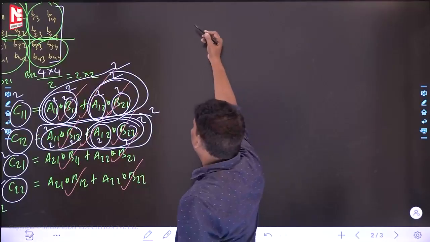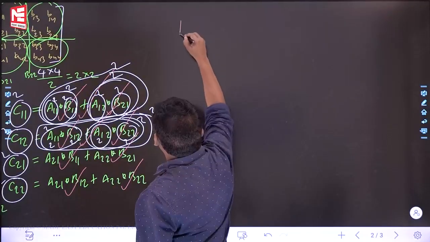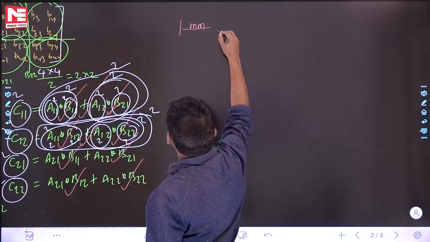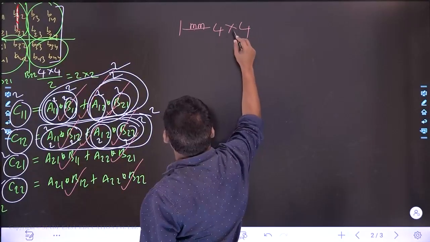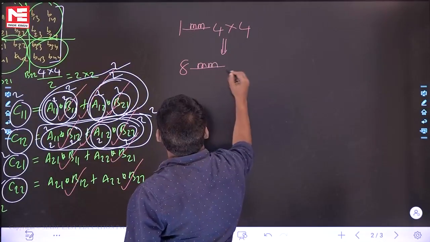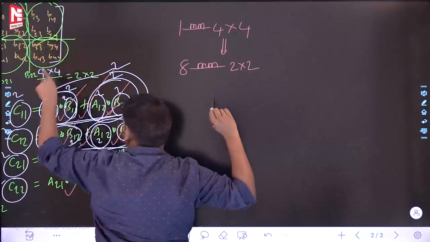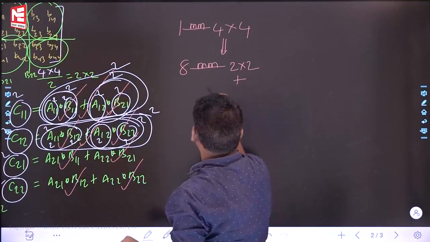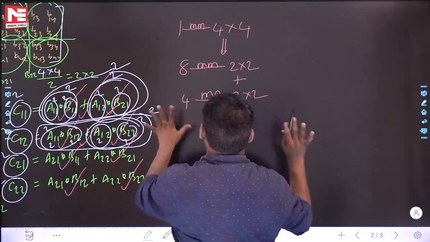Let me write this. One matrix multiplication between two matrices of size 4 by 4 is equal to 8 matrix multiplications of size 2 by 2 plus 4 matrix additions of size 2 by 2. This is the work you have to do.